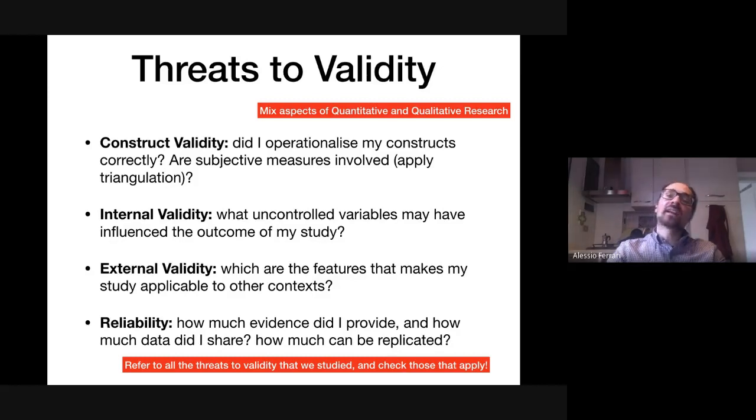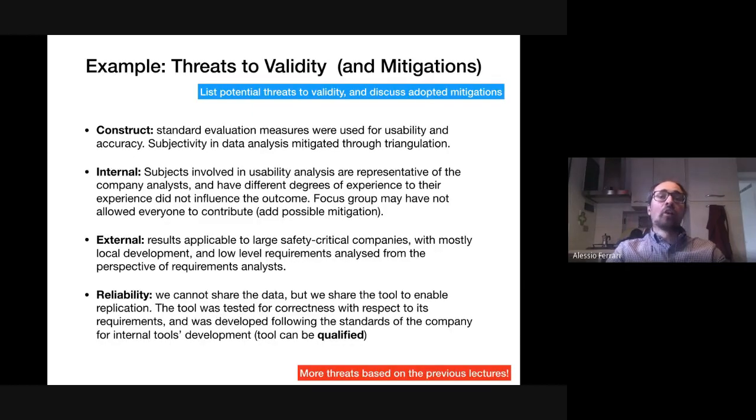Okay, so when analyzing threats to validity in case studies, these threats may be quite extensive, because you may need to refer to the different paradigms of research, since you are using a mixed method. You are using both quantitative and qualitative studies. So threats to validity may be qualitative and quantitative. Here are examples of a threats to validity section of a possible paper that summarizes your case study.